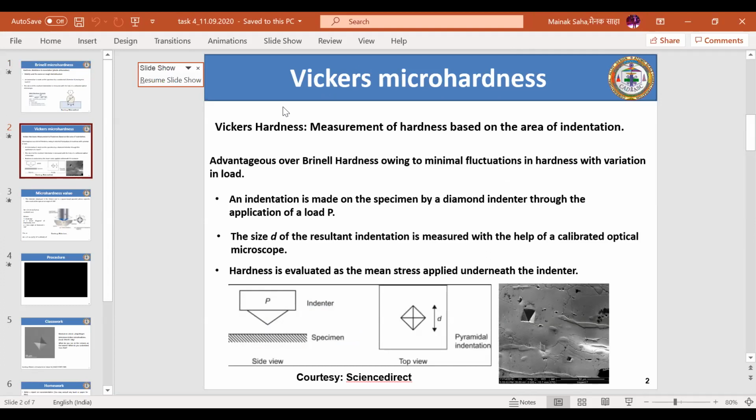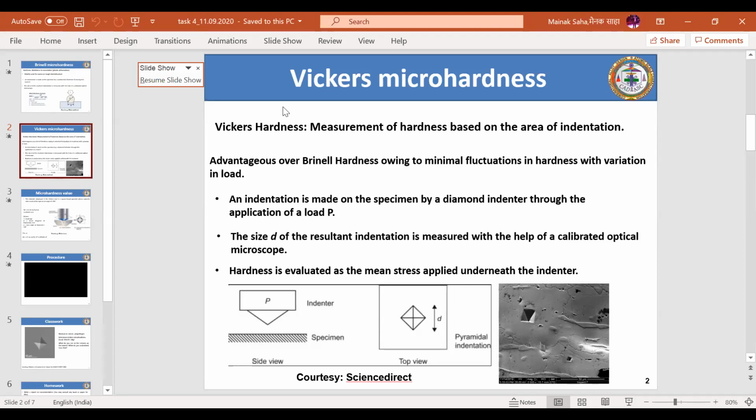Because why? Now the question is why, and it has a certain reason, of course. Vickers microhardness is again similar to the Brinell microhardness. It is again the measurement of hardness based on the area of indentation. It's the same thing. I mean, the principle of Vickers microhardness measurement and Brinell microhardness measurement, there is not much difference, I'll rather say.